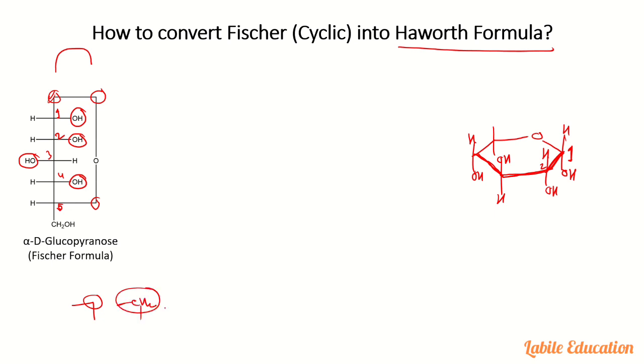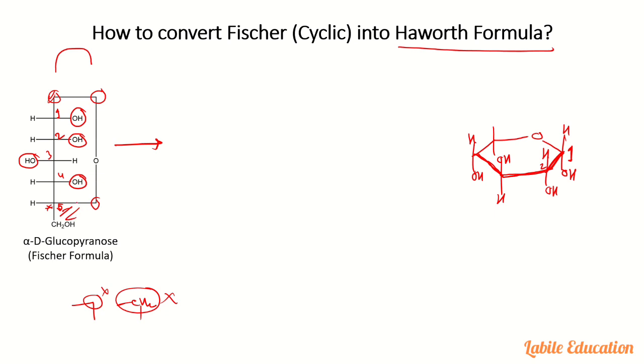So there should not be any confusion. So that's why we should draw this curvy bond in the Fischer formula. Here, at the lowermost carbon C5, the first step should be that we convert this horizontal bond into a vertical bond, shifting it into the vertical plane. So we can do this.